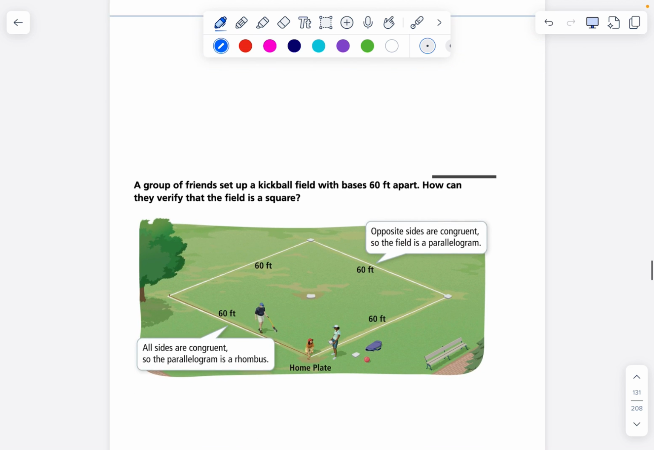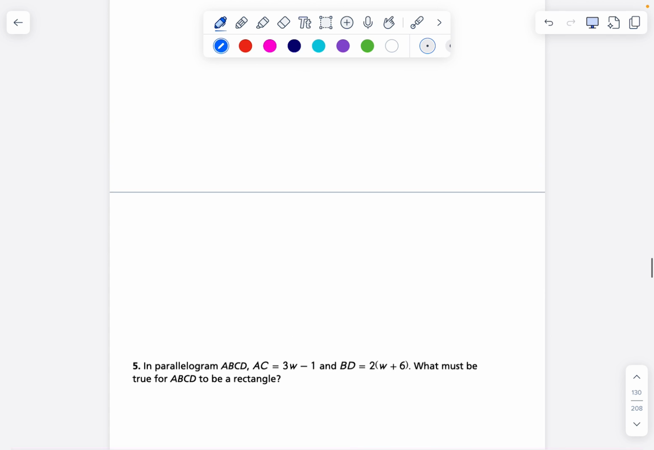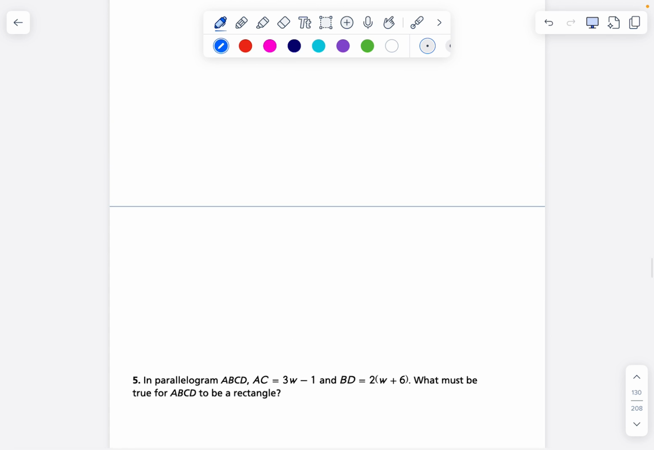Let's pause there. I'm going to get you started on something. I want you to think of this as building your logic and reasoning for proofs, for these kind of proofs. Not the worksheet, I'm talking about what we just did.